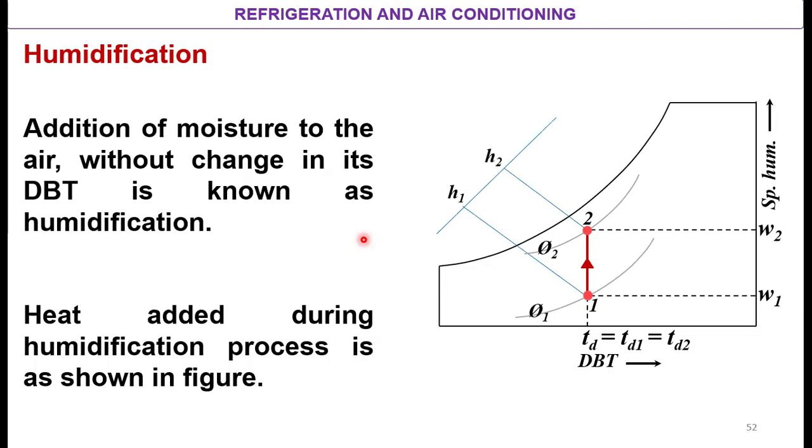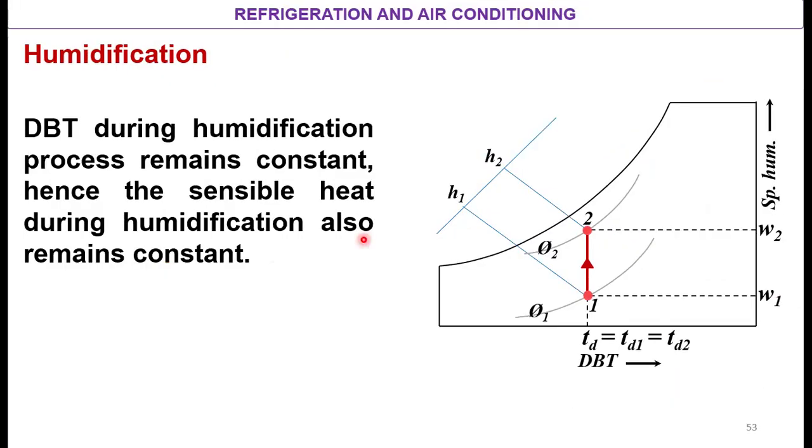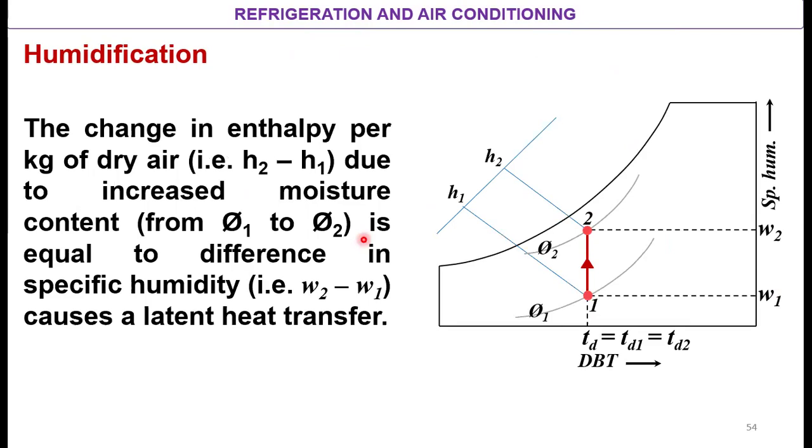You can see that the initial enthalpy is H1 and final enthalpy is H2. So heat which is added during this process can be represented as H2 minus H1. Dry bulb temperature during humidification process remains constant. Hence, the sensible heat also remains constant. General observation that you have. Read this paragraph at your own end.